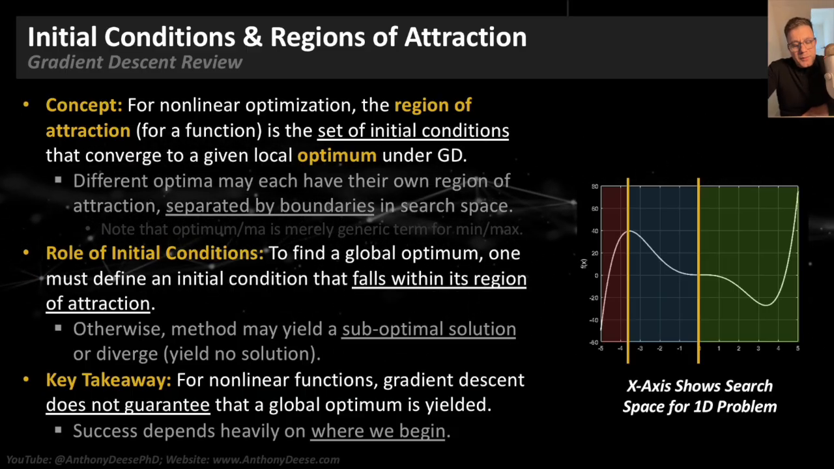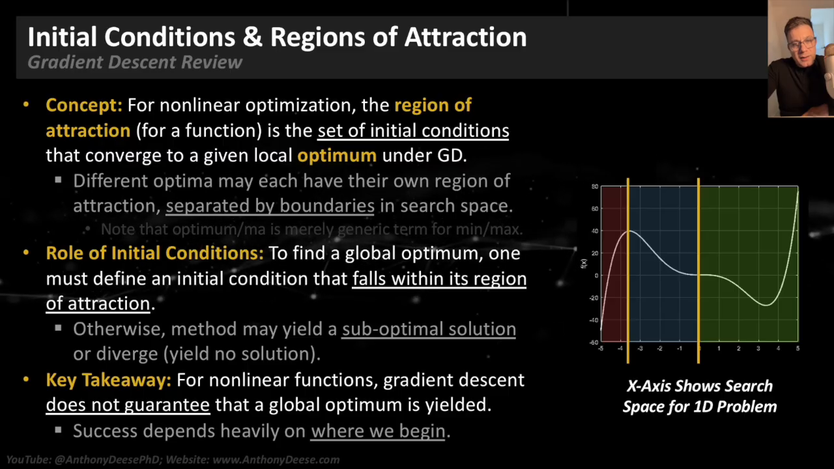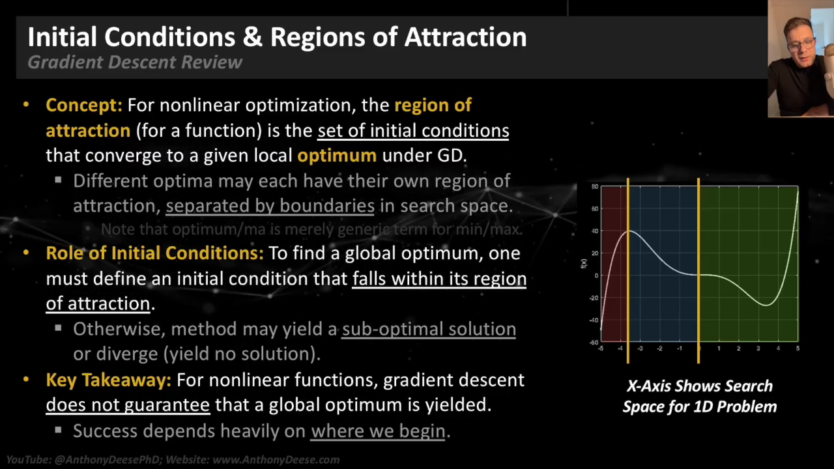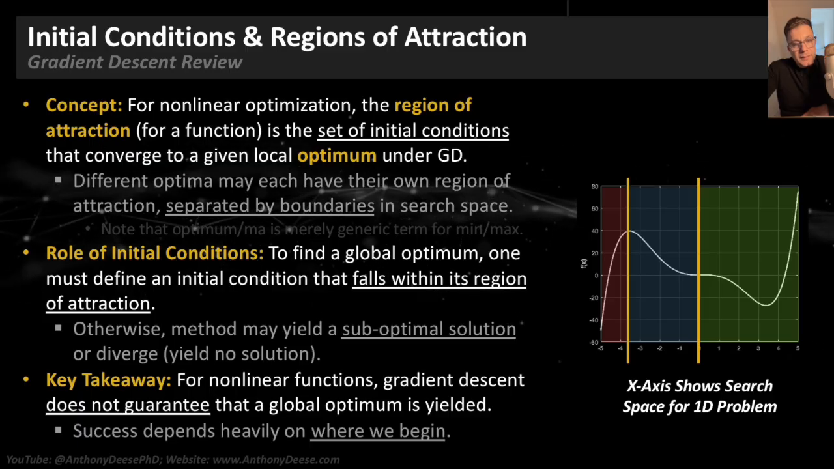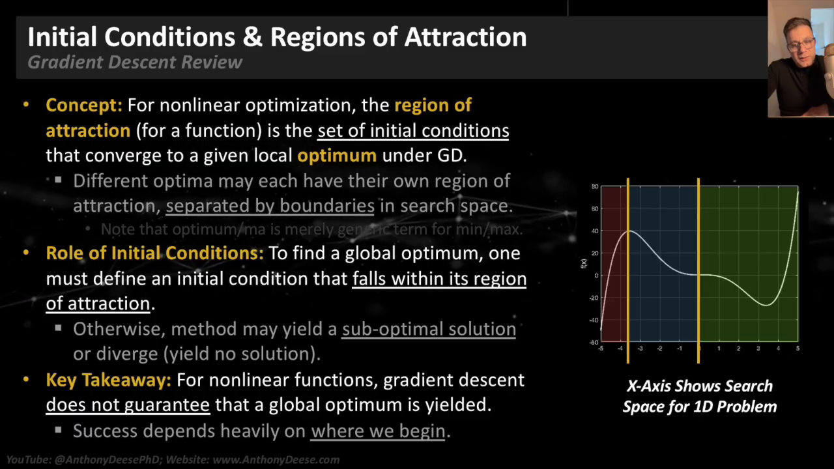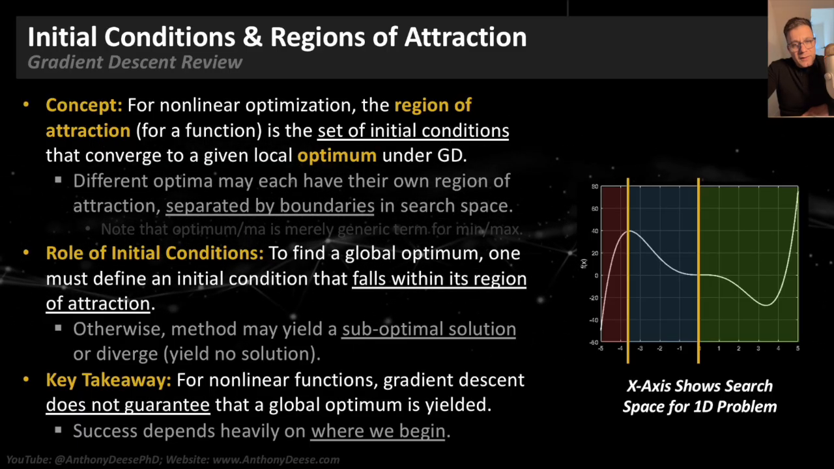For nonlinear optimization, the region of attraction for a given solution is the set of initial conditions that converge to its corresponding optima under gradient descent. Different solutions may have their own regions of attraction, separated by boundaries in the search space.